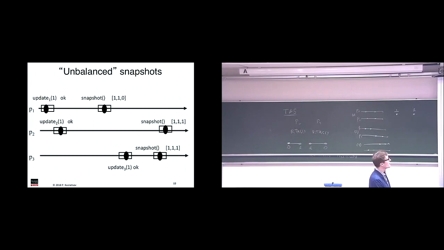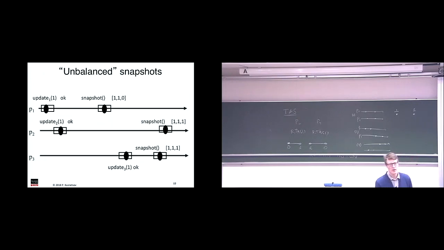And then you have two snapshots remaining, of P2 and P3. Each of them finished the algorithm. And here, what I have is the vector returned by this snapshot operation. I'm assuming that the initial value of each of the processes in the snapshot vector is zero, and each of them writes one in the first update: update one, update one, update one.